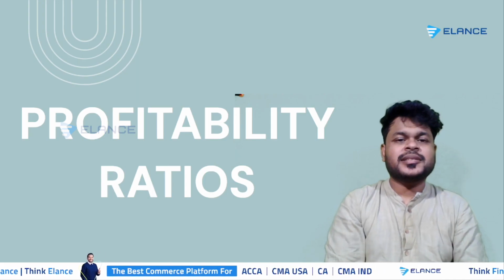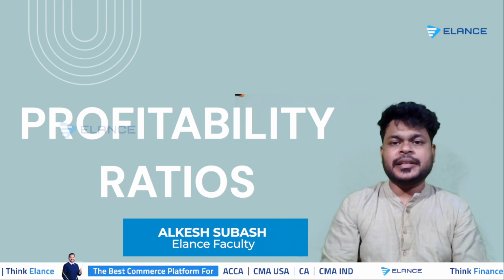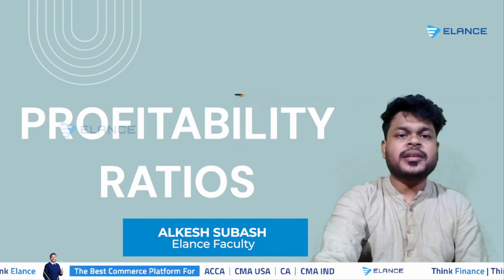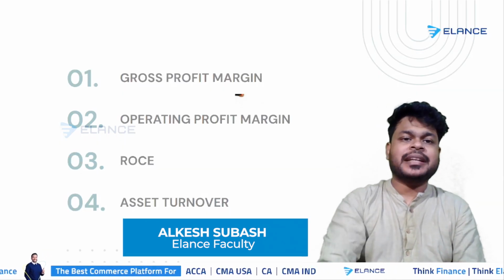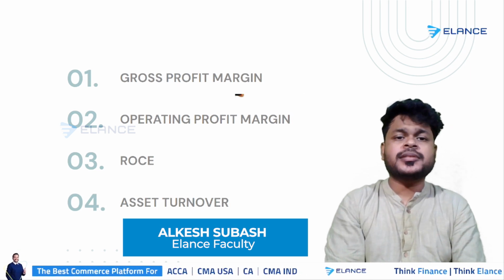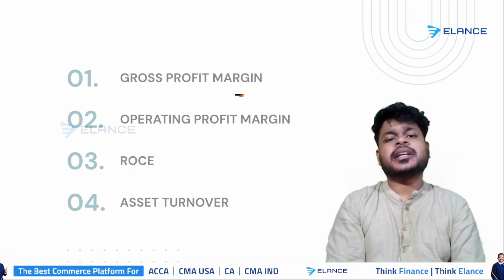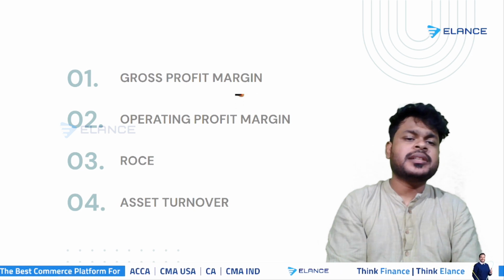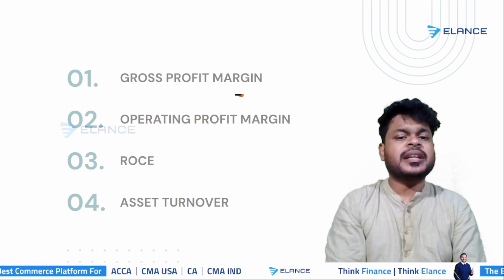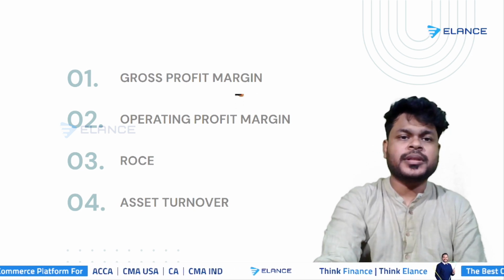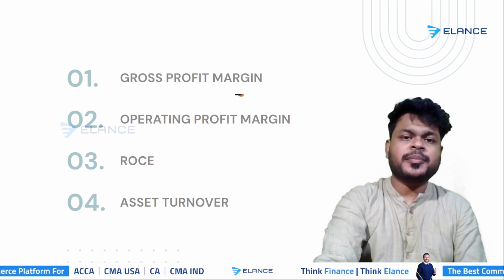Hi students, so let us look at profitability ratios. We have to learn about four types of profitability ratios. The first one is gross profit margin, the second is operating profit margin, the third is ROC, and the fourth is asset turnover. So let's start with gross profit margin.